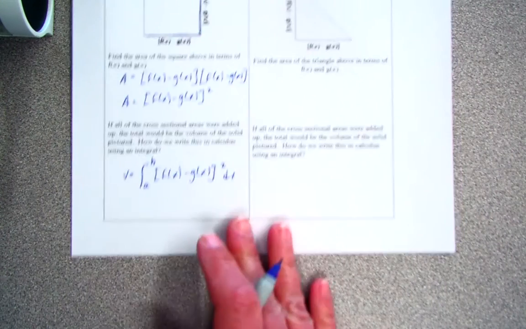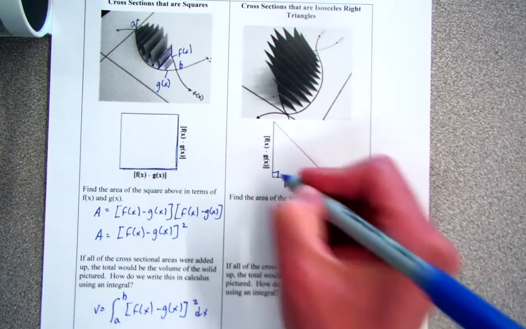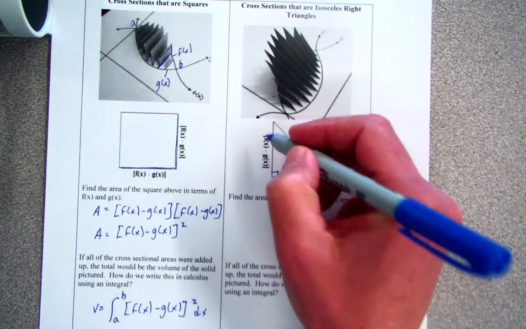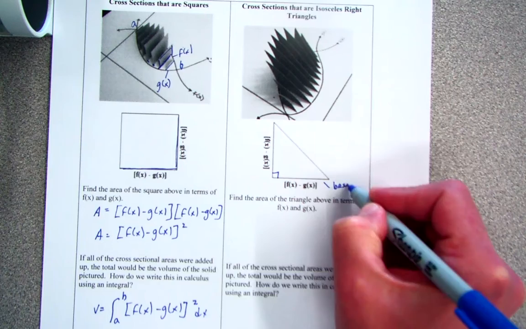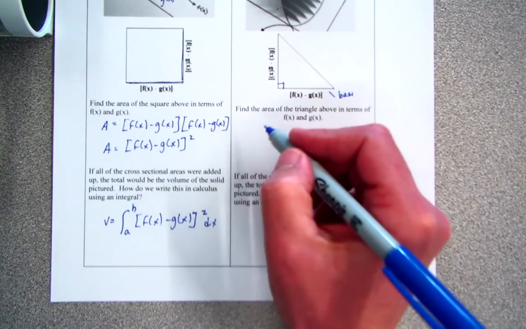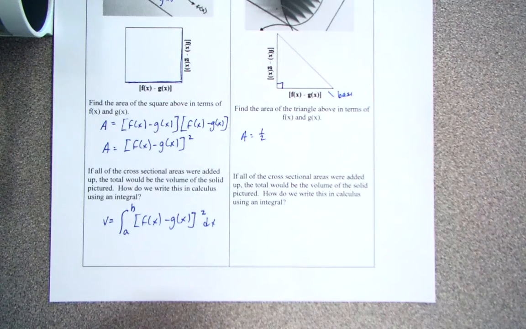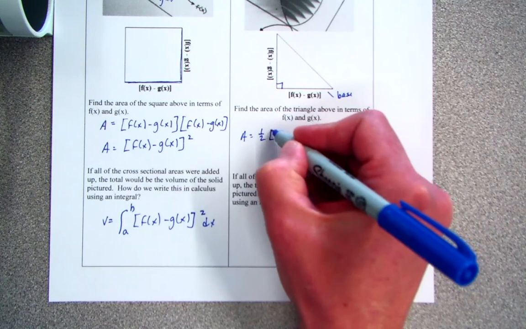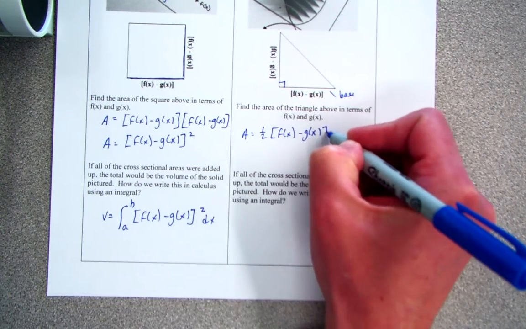So the next one here we're going to look at is an isosceles right triangle. So that means this is a right angle, so that means the sides are the same. So it's sitting on the base. And we know the area of a triangle, so if I'm just trying to find one of these triangles, the area is 1/2 the base, what it's sitting on, which happens to be f of x minus g of x. And we'll look at that in the picture here.